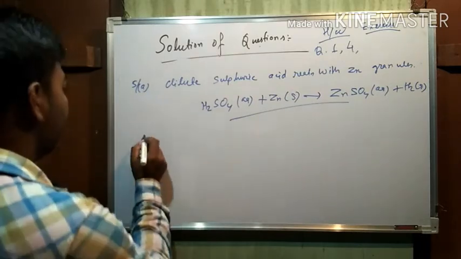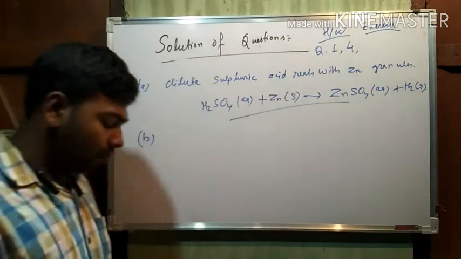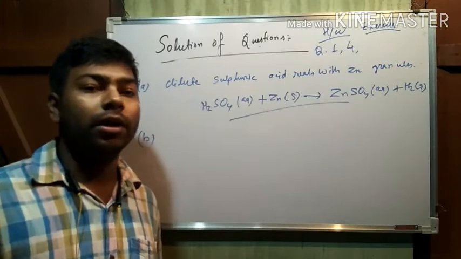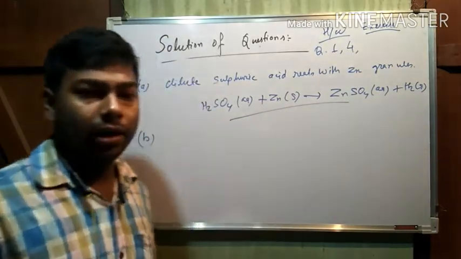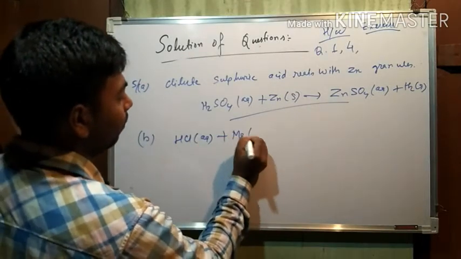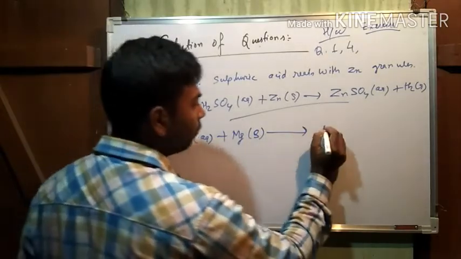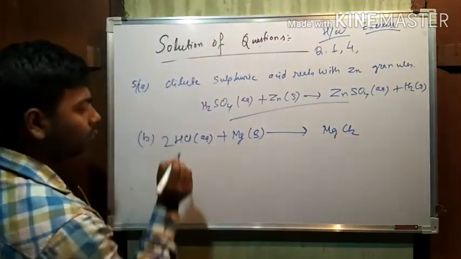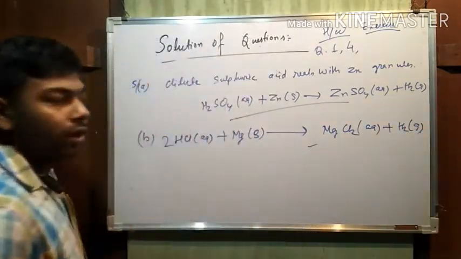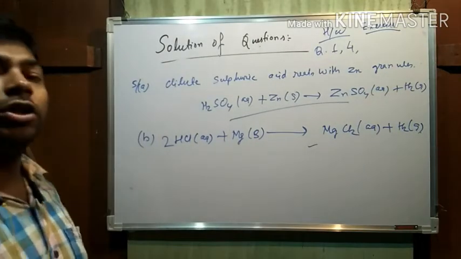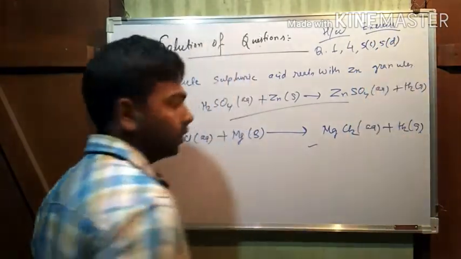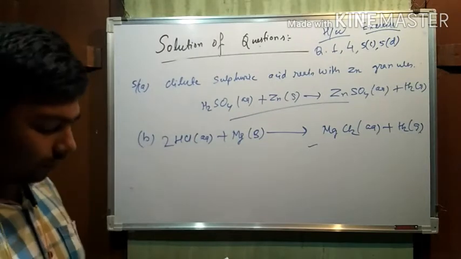Second one, similarly, number B is the reaction in which dilute hydrochloric acid reacts with magnesium ribbon. Remember, magnesium ribbon means simple magnesium metal. The reaction is HCl aqueous plus magnesium solid gives the product MgCl2 aqueous plus H2 gas. The rest of the two, that means 5C and 5D, is your homework.